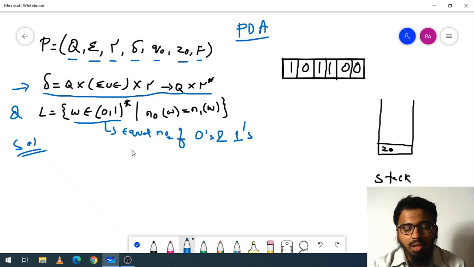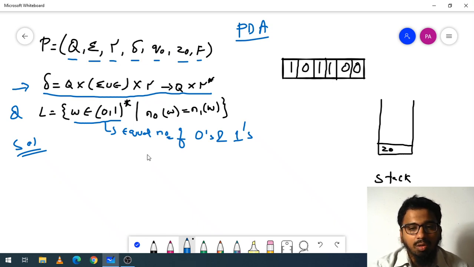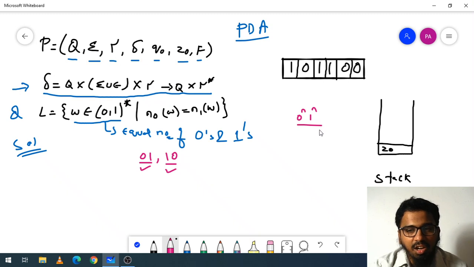Let's check it out. If I write 0, 1, is it valid? Yes, equal number of zeros and ones. If I write 0, 1, 0, is it valid? Yes. But here it is not mentioned as 0^n 1^n; if it were, then this condition would be false, because every time the 0 should come first.